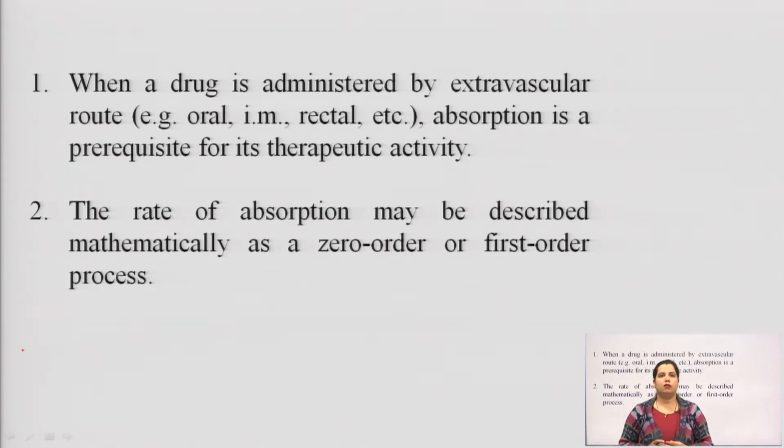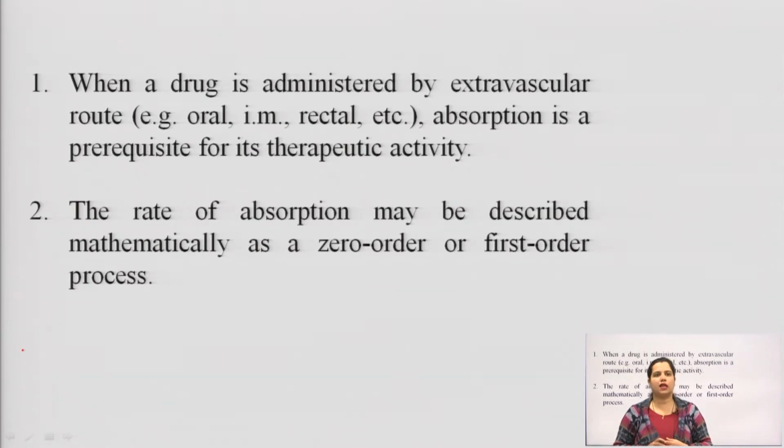So, when a drug is administered by an extravascular route like oral, rectal and other routes, absorption is a prerequisite for its therapeutic effect. In IV bolus administration and IV infusion, we were administering the drug directly into the systemic circulation by means of injections. But in extravascular administration, the drug is first absorbed from the site of absorption, and then reaches systemic circulation. The active part of the drug that is absorbed and reaches systemic circulation will be responsible for exerting its medicinal activity on the receptors.